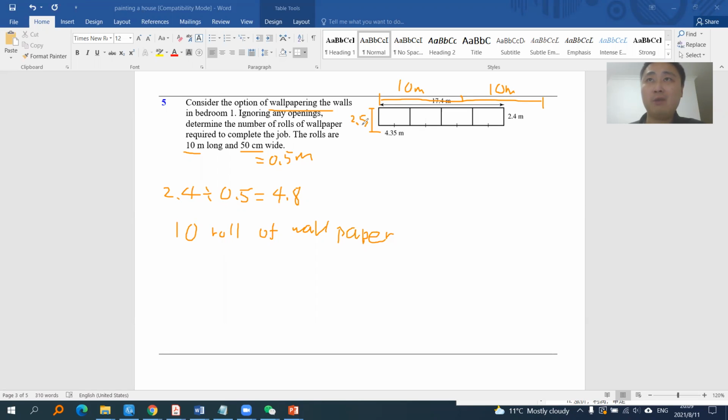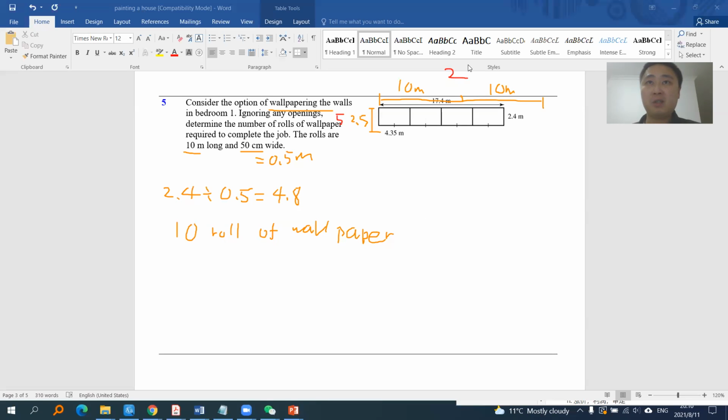So that equals 5 row. And the total length is 10 meter. That equals 2 row. So you can use 2 times by 5. So that's why we got 10 row. Okay, so that's how we do question 5.